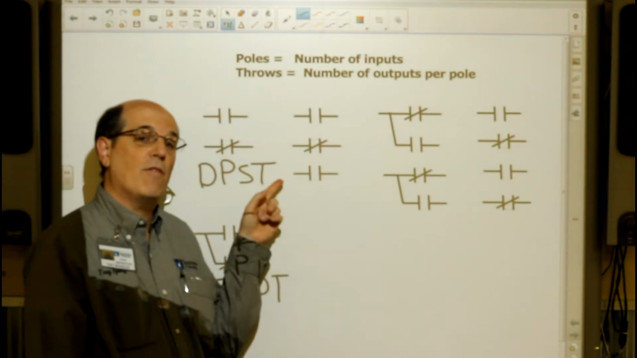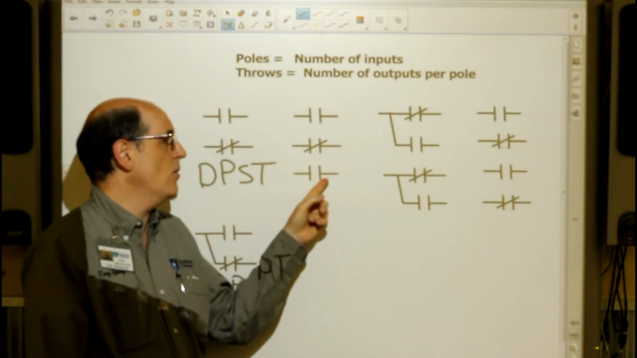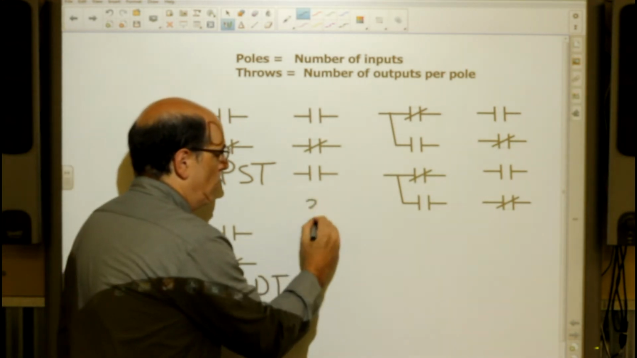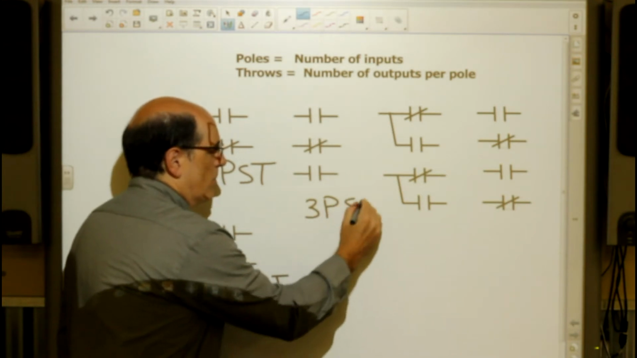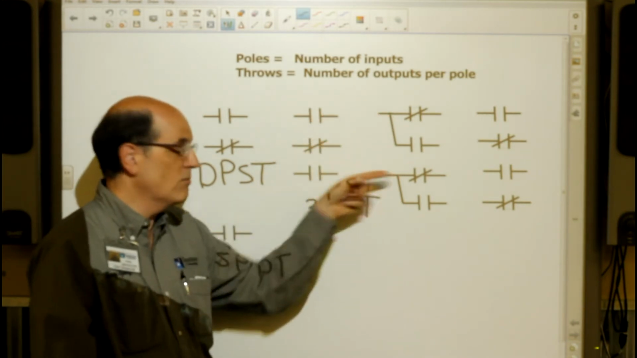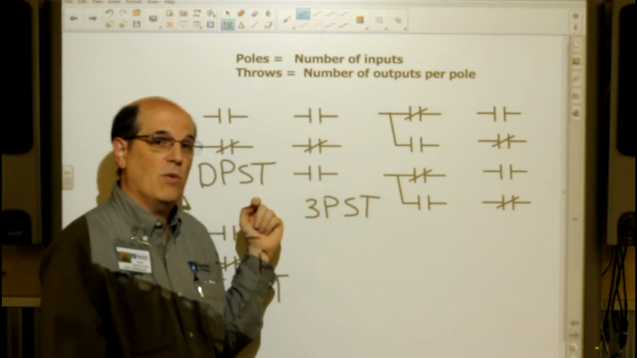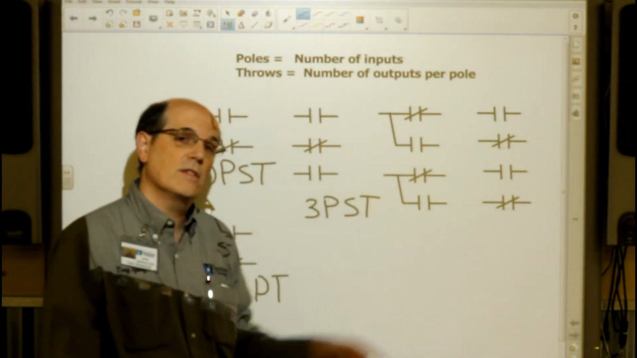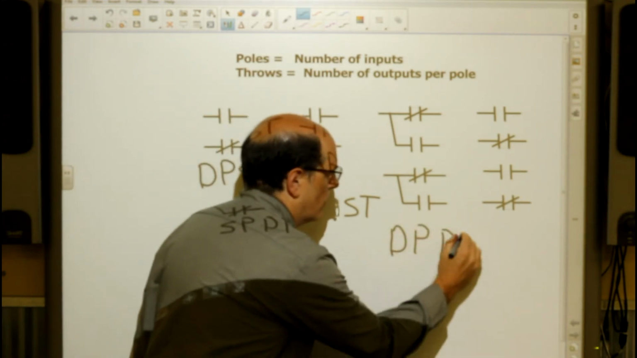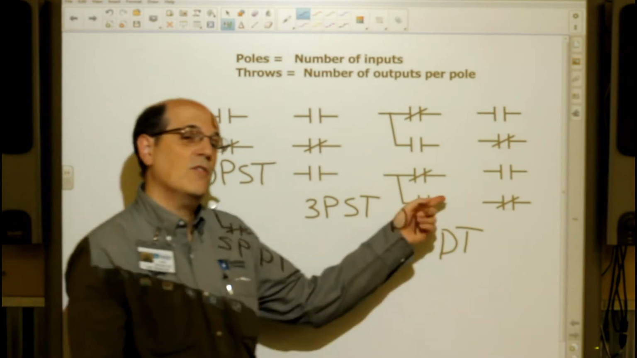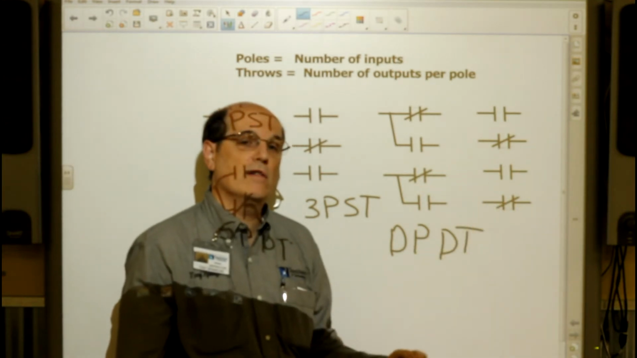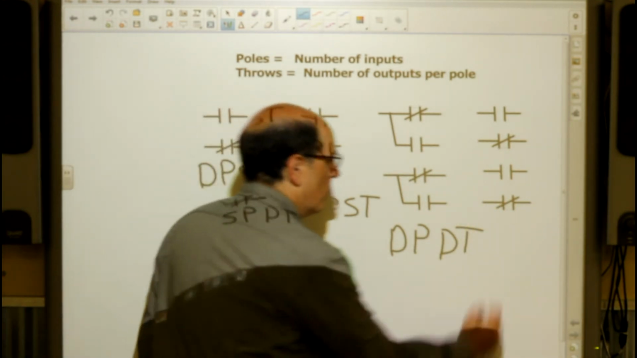Here we can see one where we have 3 inputs and 1 output per each pole, or per each input. This is a 3-pole single throw. This one, we have 2 inputs. Each one has 2 outputs. This is a double pole double throw. This one has 4 inputs. Each one has 1 output. This is a 4-pole single throw.